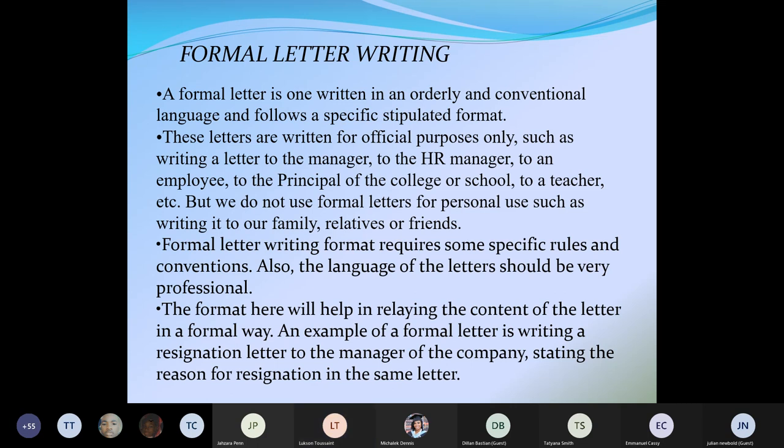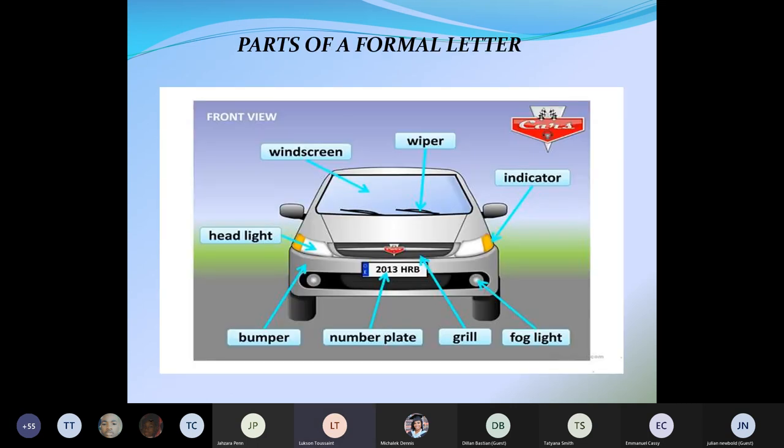So here we're going to be dealing with the parts of a formal letter. I have on the screen something to keep in mind, the car, using the car as an analogy. We always think about the various parts of the car needed in order for it to function. You have all of the different parts, because if any part is missing, something could go wrong with the car. It will not be functioning in the way that you want it to.